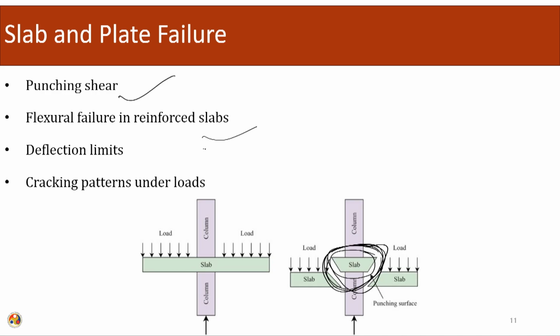There will be a flexural failure in the reinforced slabs. The deflection limit of the slab might be exceeded, and there are cracking patterns under the different types of loading. So, punching shear and flexure failure will occur, the deflection limit as set by the criteria might be exceeded, and there will be different cracking patterns under the applied loading.